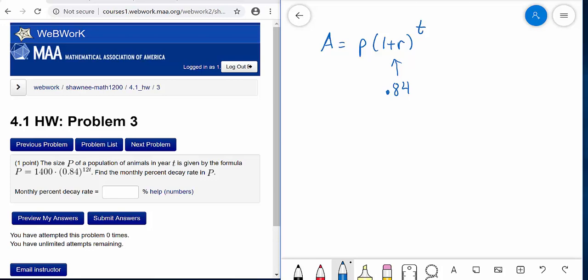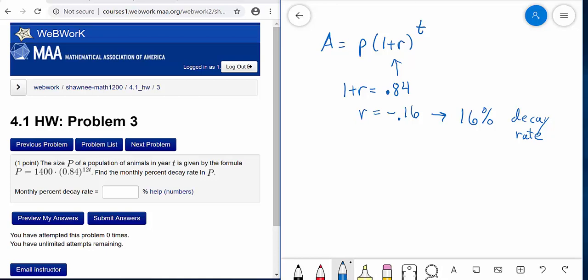So if 1 plus r is equal to 0.84, then the decay rate, again, of subtracting 1 from both sides, would equal negative 0.16. So this is a decay rate because it's a negative number. Well, that corresponds to 16% decay rate. So what it is saying is that this population is actually losing 16% every month.